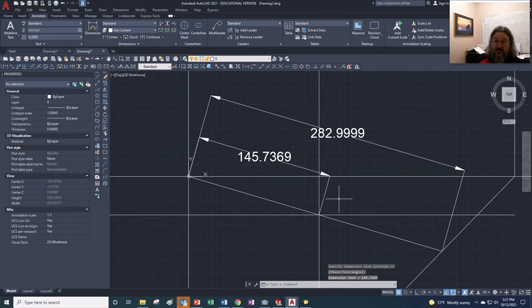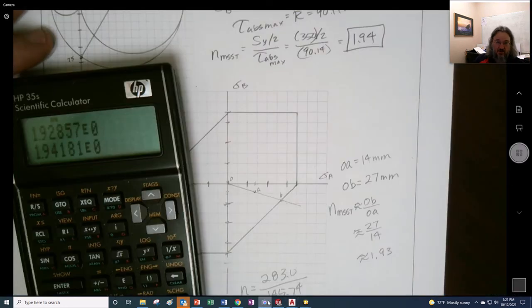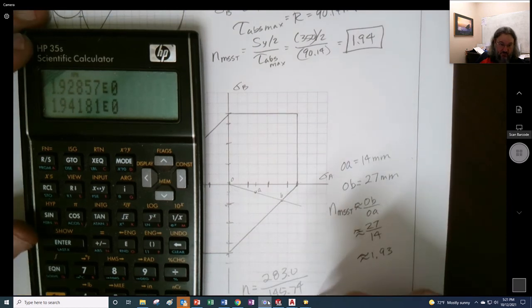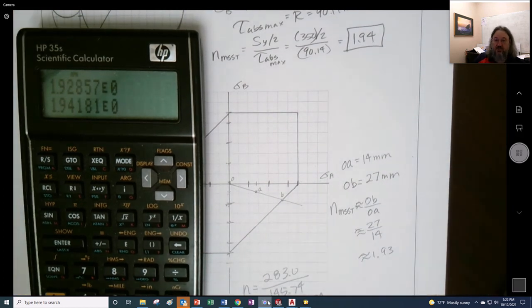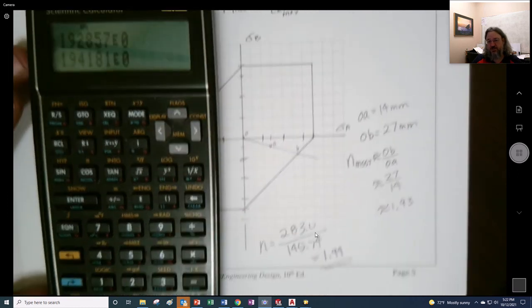Okay, so if I take 283, a lot of sig figs there, and divide by 145.74, right? I get, you guessed it, 1.94. Wee! So it was all about my pencil lead right here, and I kind of fudged because it could have been more like 13 here. This could have been more like 28. Would have given me a bigger number, I think closer to 2, right? But we could see that we have confirmation of the failure loci.